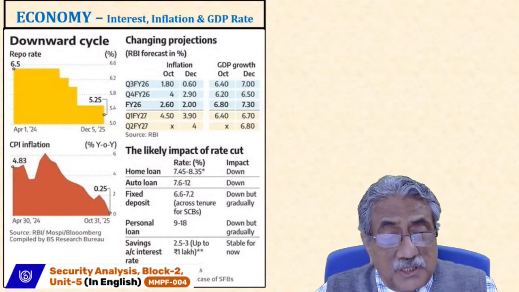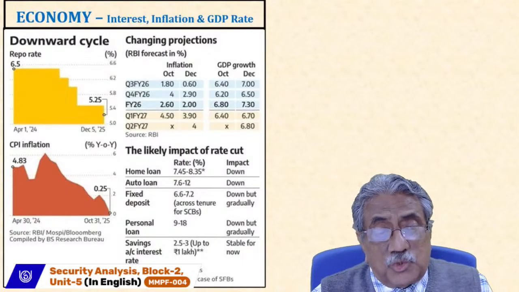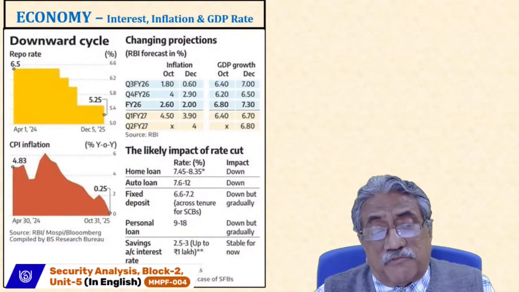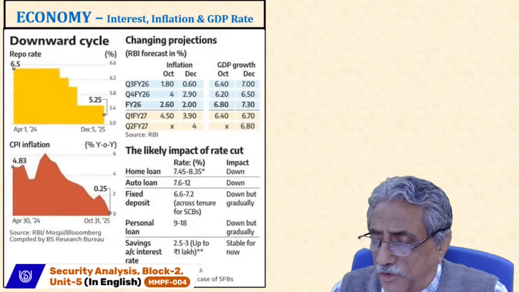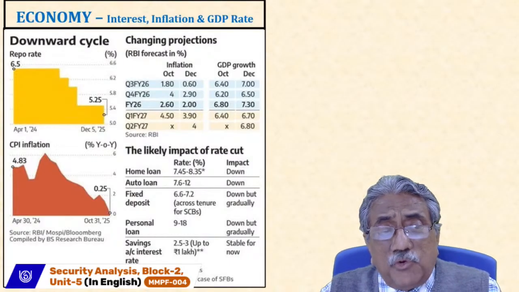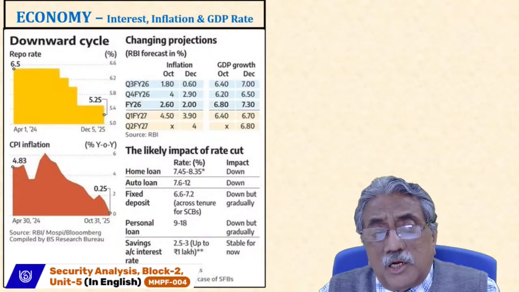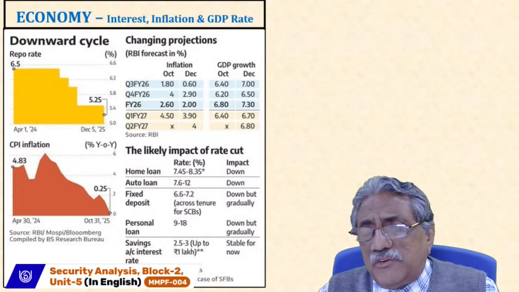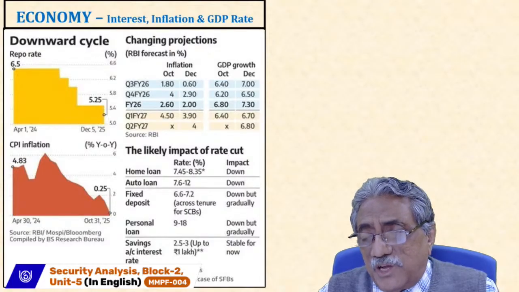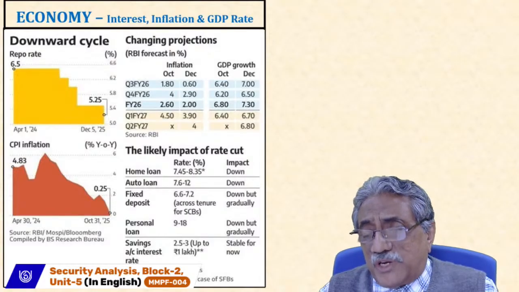Next, CPI inflation. As I told you earlier, it was 4.83. Now it is 0.25, as of October 31st, 2025. I was telling you it is below 4.40, 0.25. So now, if you really look at it, you are enjoying a real interest rate: 5.25 less 0.25 inflation, 5% is your real interest rate.